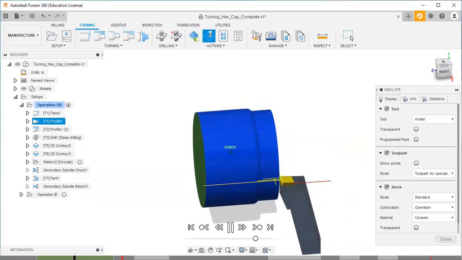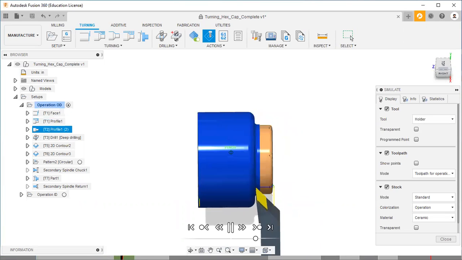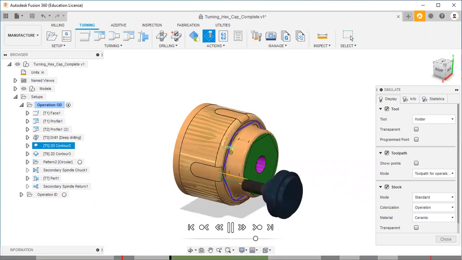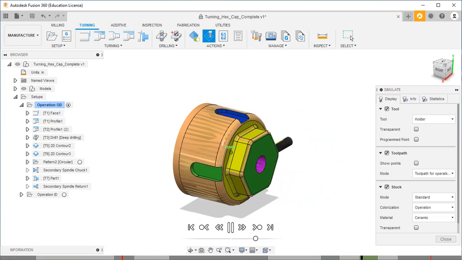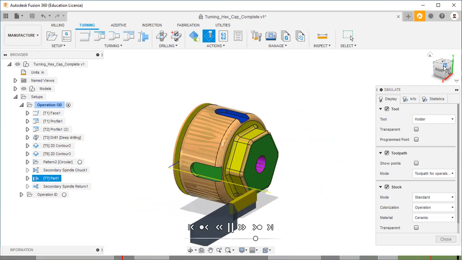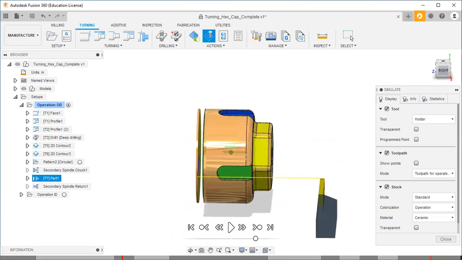the facing strategy, then profile strategy, profile 1, profile 2, then deep drilling, then contour operation, then next contour operation, and parting. Yeah, so that was about the operation OD.